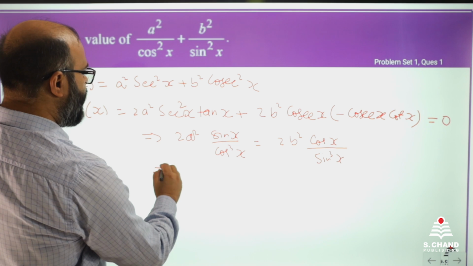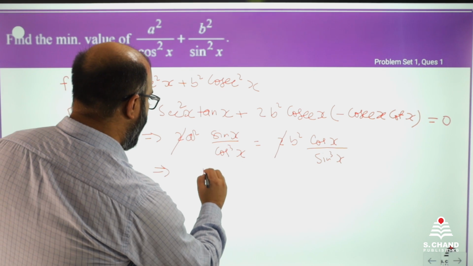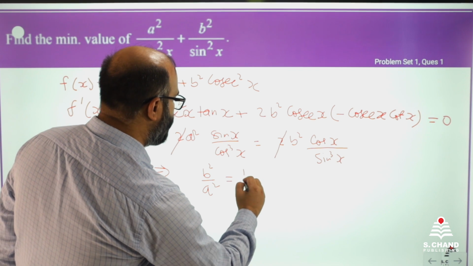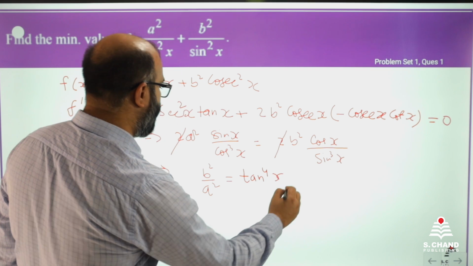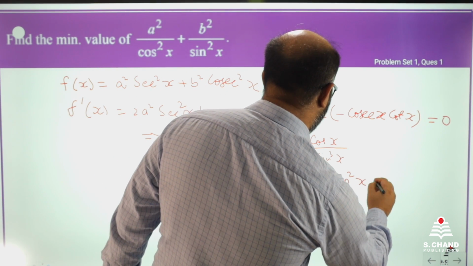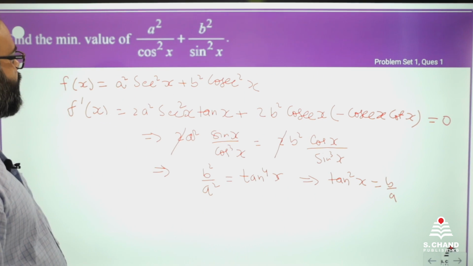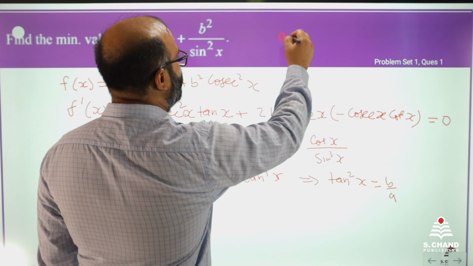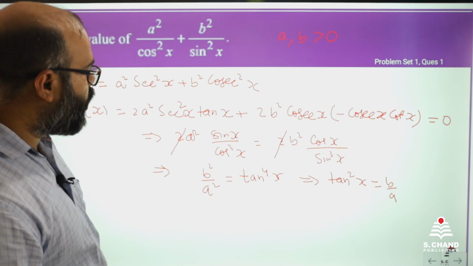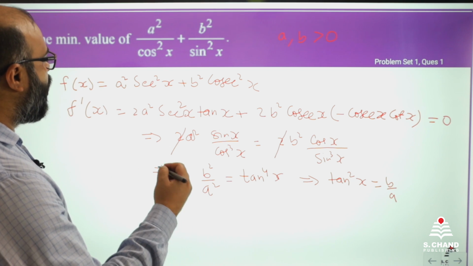Now we cancel 2 from both the sides, and also we can write b square by a square is equal to sin to the power 4x by cos to the power 4x, that is tan to the power 4x. So tan square x will be b by a. Because it is a square, it has to be positive, considering a and b are positive here, because a square and b square is there. So let us take a, b both as positive. Now this is tan square x.